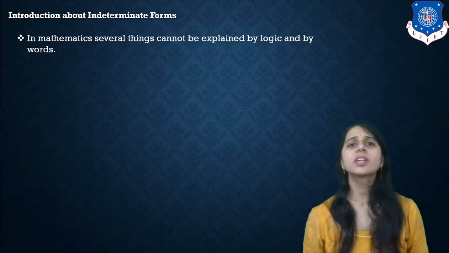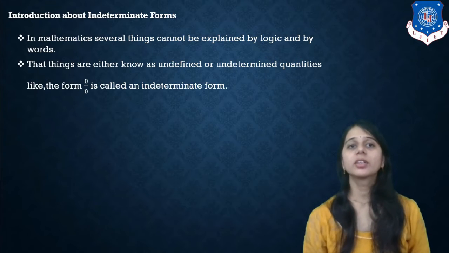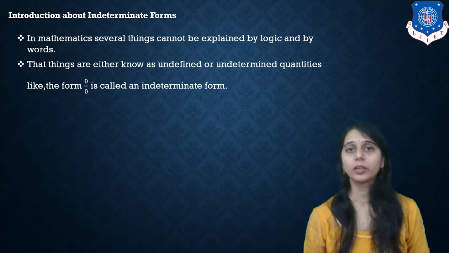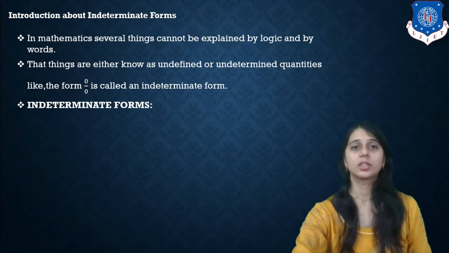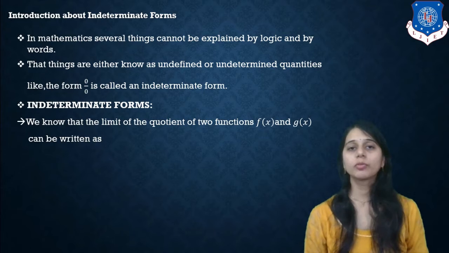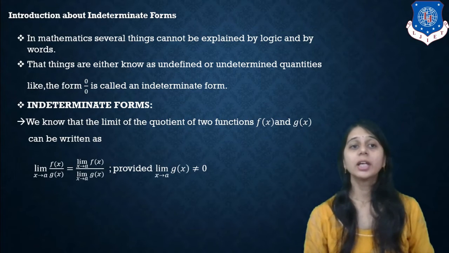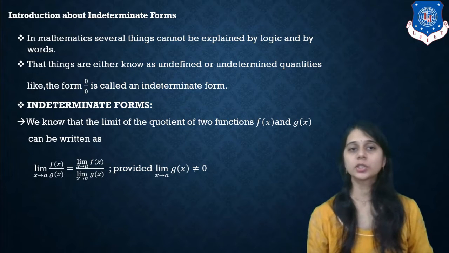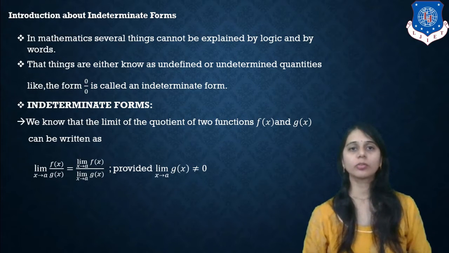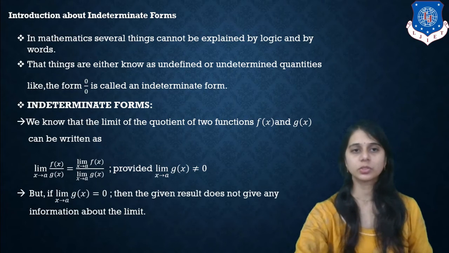In maths, there are several things that cannot be explained by logic and by words. In that case, the things are either unknown or undefined quantities, like the 0 by 0 formation, and they are called indeterminate forms. We know the limit of the quotient of two functions f of x and g of x can be written as limit x tends to a f of x upon g of x equal to limit x tends to a f of x upon limit x tends to a g of x, provided limit x tends to a g of x does not equal 0.